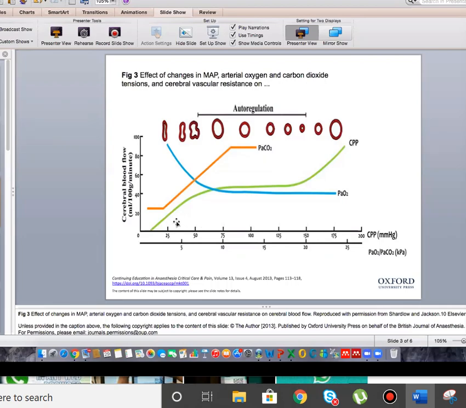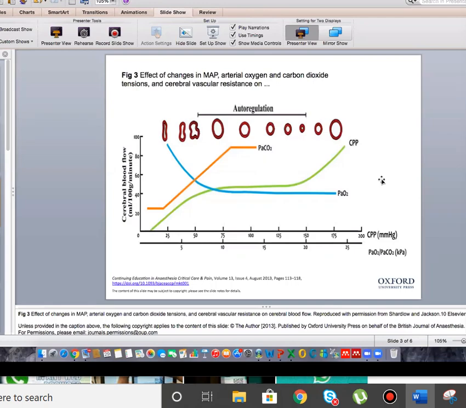So in a patient with hypertension, these graphs usually shift to the right. So this plateau will not start from the same place. In a normal patient, it starts from 50 and goes up to 150. But in a patient with hypertension, this will shift to the right. So the plateau will usually be further to the right. It can be from 60 to 175, or from 75 to 175. So it will be going to the right.